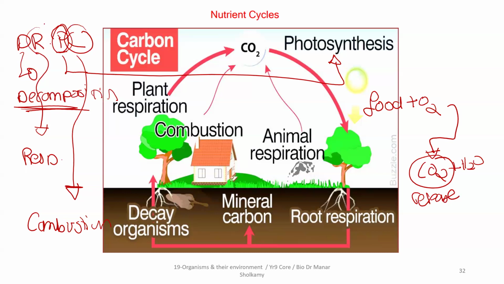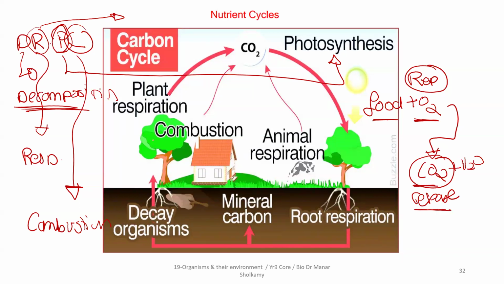Let's look at respiration. I think you know what respiration is very well. It's exactly the same as decomposition, but the only difference is in the nature of the food. Again, food is broken down. It combines with oxygen to give me carbon dioxide and water. So respiration also is not good because it releases carbon dioxide to the atmosphere.